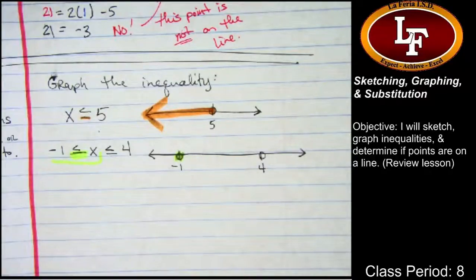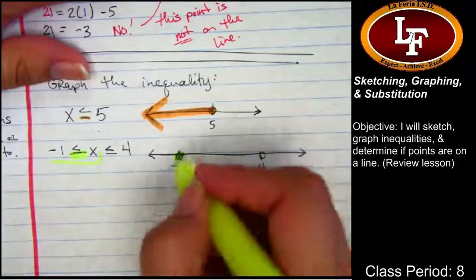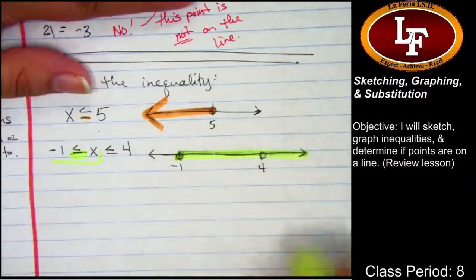This is the opposite side, right? It's the opposite because x is on the other side. So it's all the stuff that's bigger than -1.